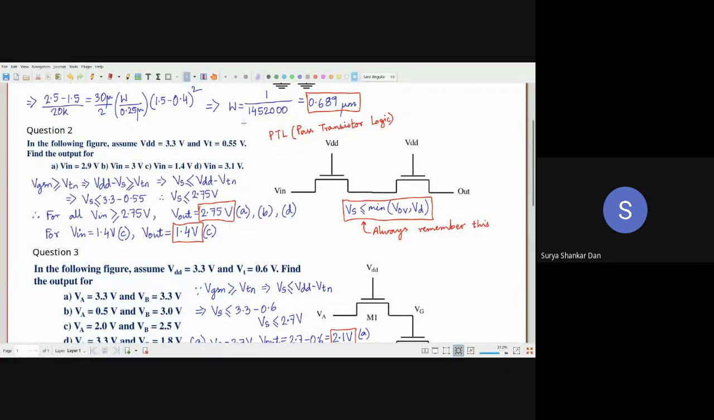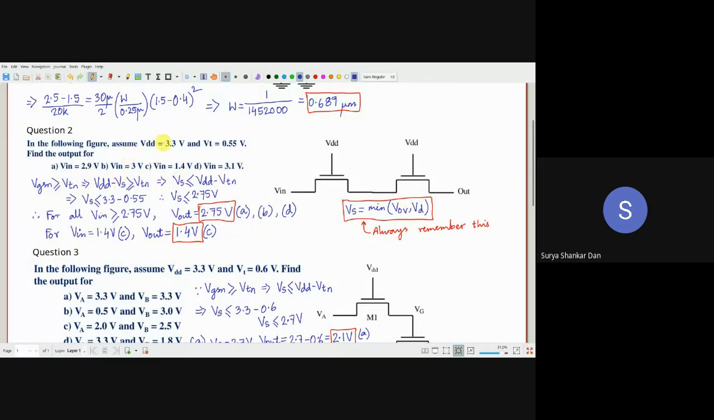So here pass transistor logic hai. In the pass transistor logic, you have to always keep this in mind. So what we said is that VS is always going to be less than or equal to the overdrive, that is VDD minus VT. Here, this is always going to be equal. I'll just put here equal, the minimum of this.